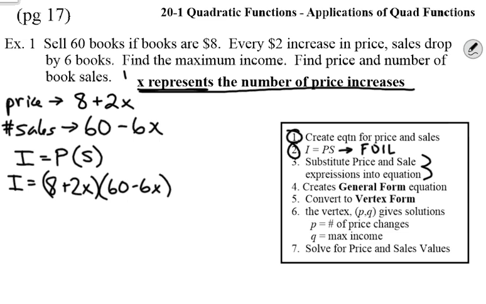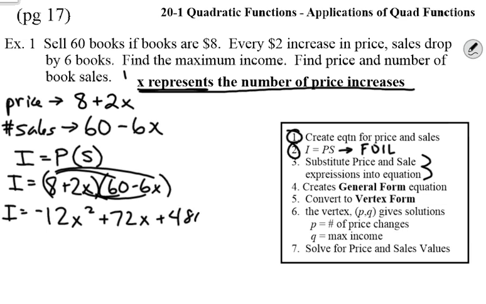So when you do the FOIL process here, because it's a binomial times a binomial, I like to just make sure I write it in the correct order for general form. We end up with negative 12x squared plus 72x plus 480. Now we have our general form. We can convert to vertex because that's the important information.